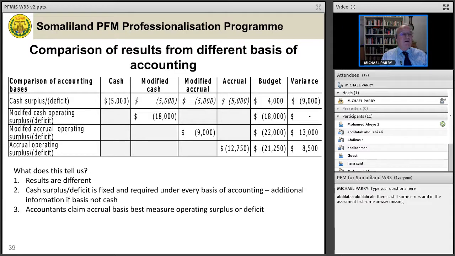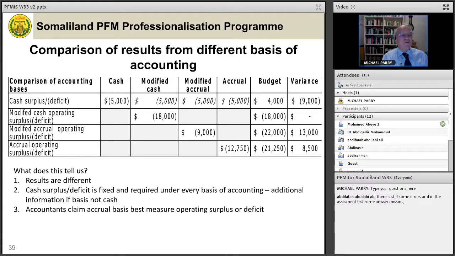Now, under modified cash, you get an operating statement showing the surplus or deficit, which shows a deficit of $18,000, which using the same basis is exactly the same as you calculated. So according to the modified cash basis, you are exactly on budget. Great. But when you look at the modified accrual basis, you actually had a deficit of $9,000. You budgeted for a deficit of $22,000. So on that basis, you're doing $13,000 better than you budgeted for, which looks good.